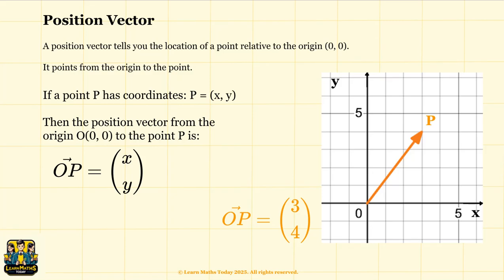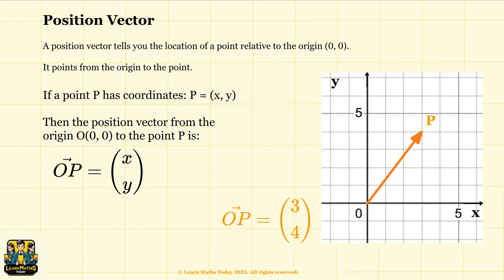Previously, what we learned are the column vectors, which tell us how far they go in the x and y direction, like going right 3 steps and outwards 4 steps. Now let's move on to a different kind of column vector. It's called a position vector.